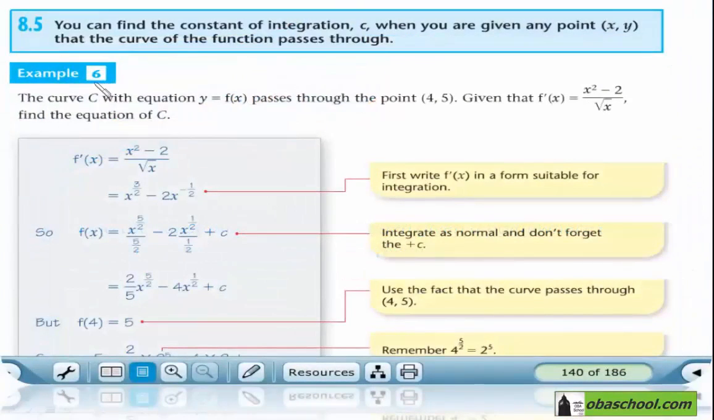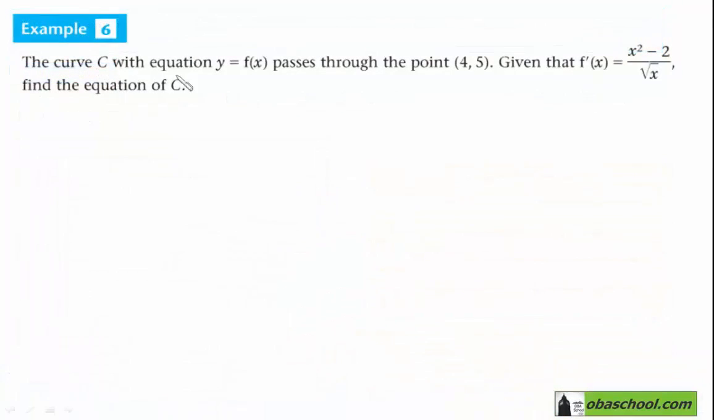Let's go now to page 140, example 6. It says, the curve C with equation y equal f of x passes through the point 4, 5. Then we have a point that is going to pass through the y equation. Given that f prime of x, the derivative of y, equals x squared minus 2 over square root of x, find the equation of C.